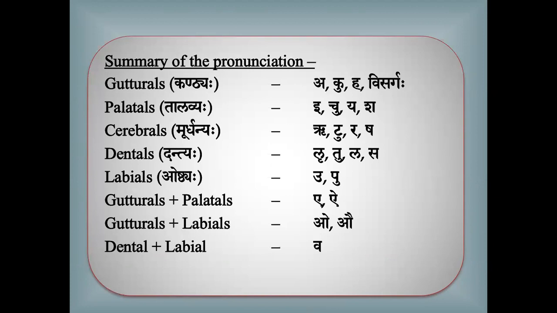They are gutturals. Similarly, the vowel i, chu, ya, sha. The vowel i, and chu stands for the second class, Chavarga. Ya is a semi-vowel and sha is the sibilant. I, chu, ya, sha. Its place of pronunciation is the palate. Therefore they are called palatals. And the third one is ri, tu, ra, sha. Ri, the vowel, tu, the third class. Ra is the semi-vowel and sha is the sibilant. They are murdhanya, cerebrals.